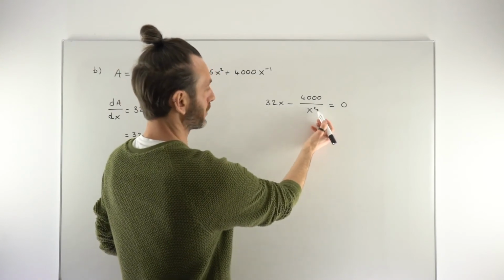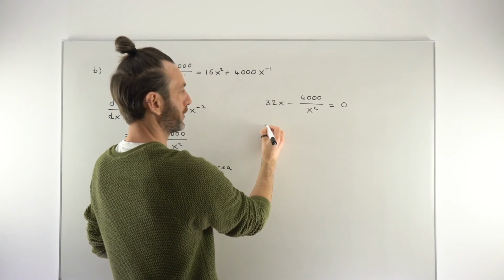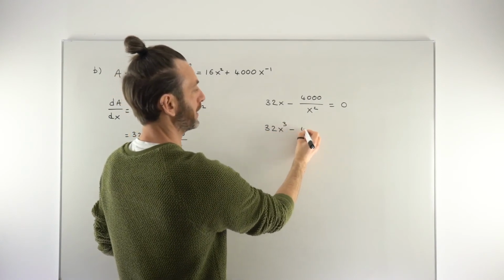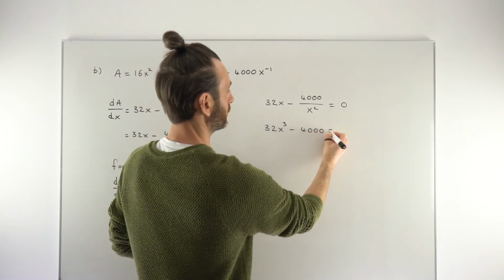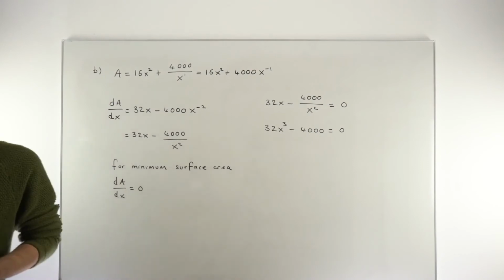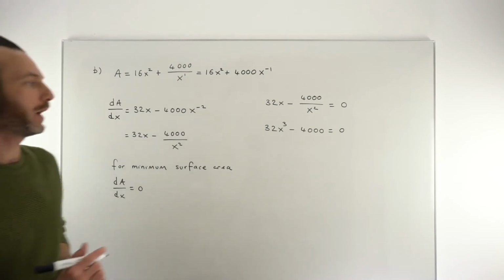So let's start by getting rid of the fraction by multiplying all the terms by the denominator x squared. So 32x times x squared is 32x cubed, and then minus 4,000 equals 0. The 0 is also getting multiplied by x squared, but that would just stay as a 0. And then basically we just need to solve this equation from here. So how do we want to do that?